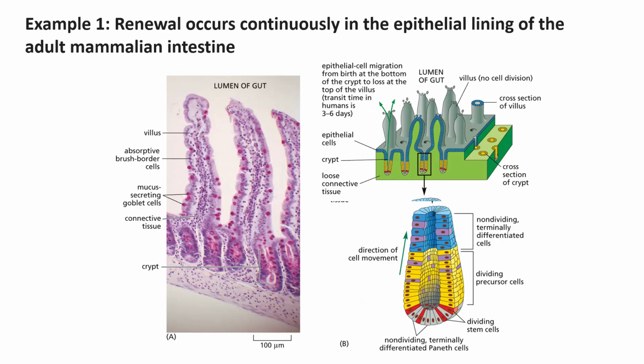And so what do we see? We see that some are terminally differentiated and some are dividing stem cells. So from here, inside of your intestine, you have some stem cells. They are somatic adult stem cells.